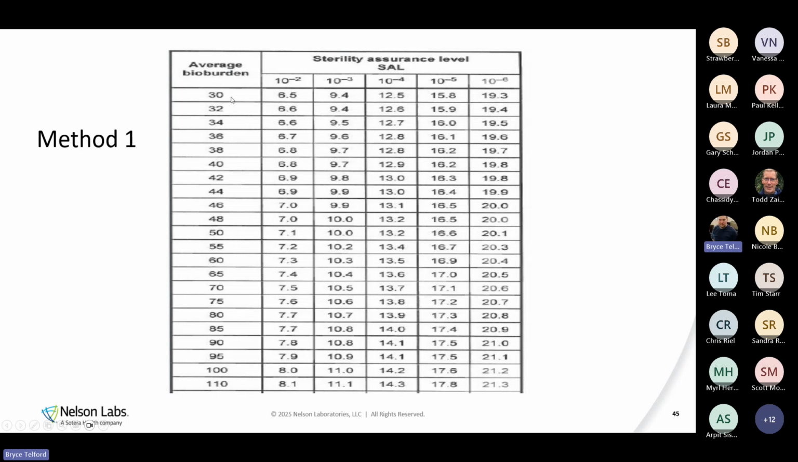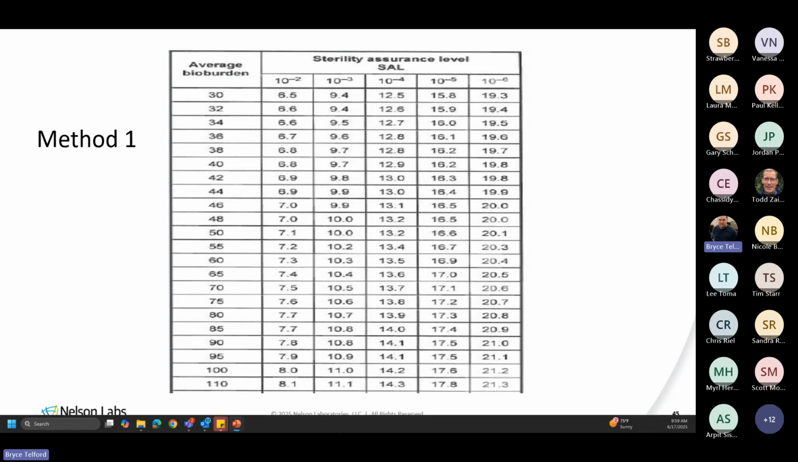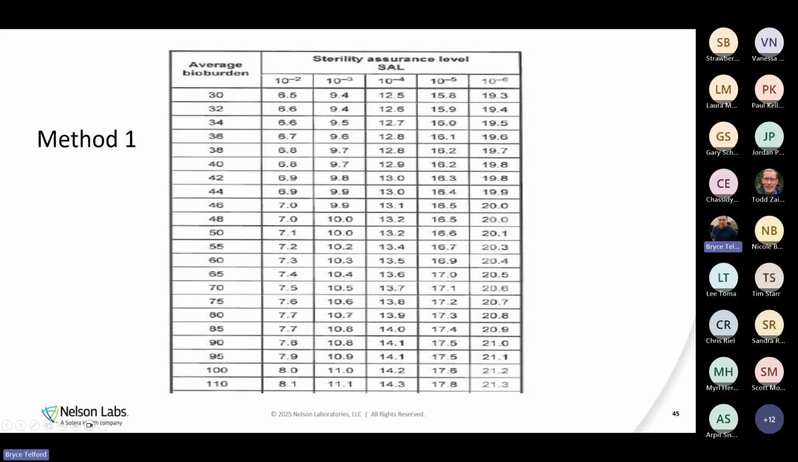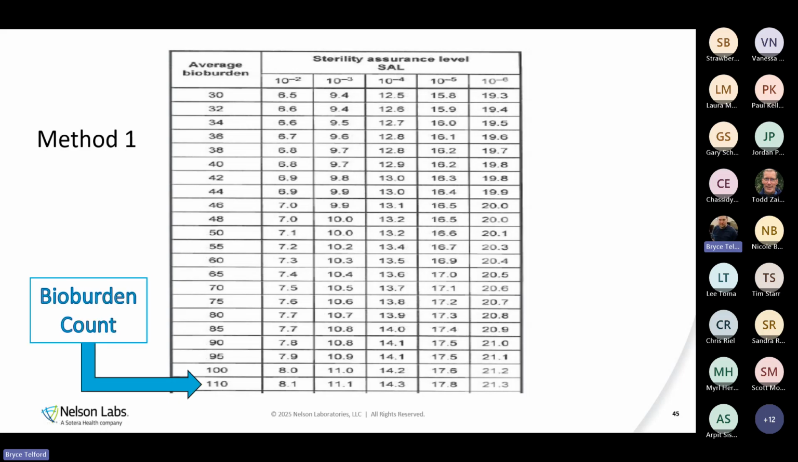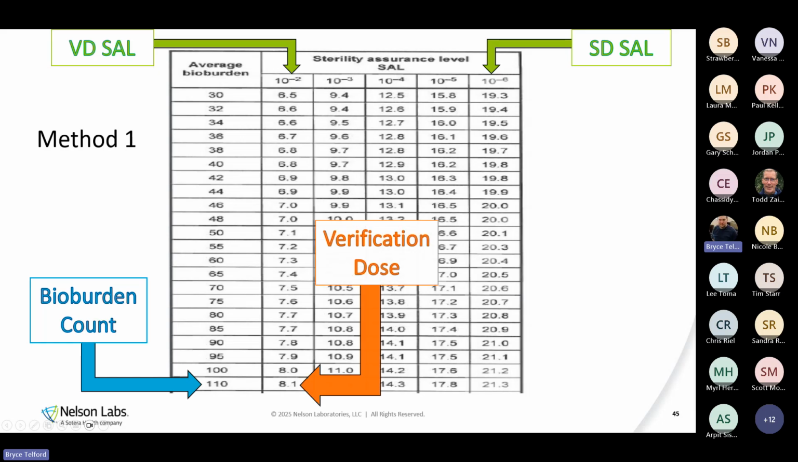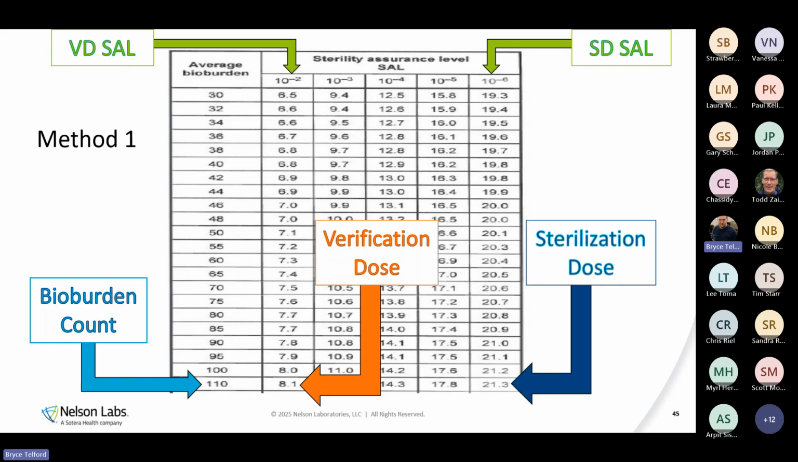And you'll also notice as bioburden increases, our sterilization dose also increases. So if we use our same 110 for our bioburden, then what we're going to do is pull our sterilization dose from the 10 to the minus 6 column, and we're going to pull our verification dose from the 10 to the minus 2 column. So for this example, our verification dose is going to be 8.1 kilogray, and our sterilization dose is going to be 21.3 kilogray. So this is important to remember.